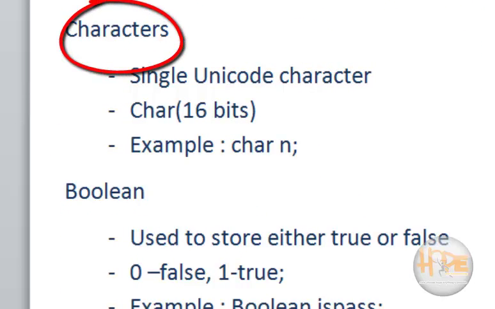Character. A character data type is a data type which is used to store single Unicode characters. Char is used only for storing a single character. Char occupies 16 bits memory. This is the example of character data type.